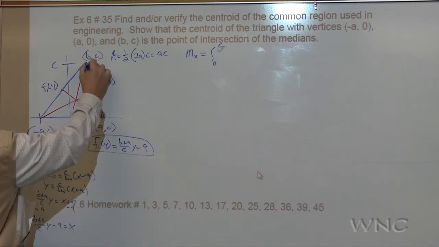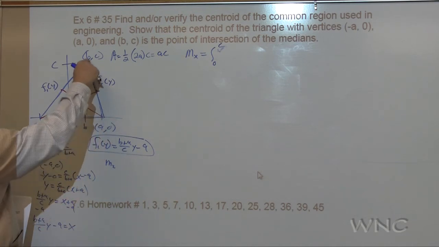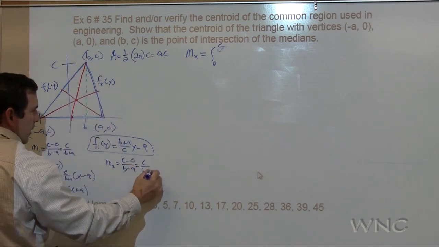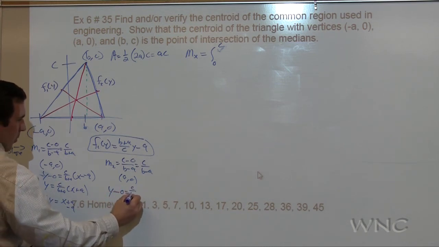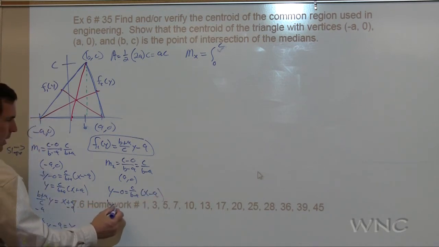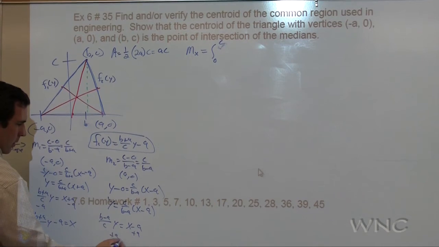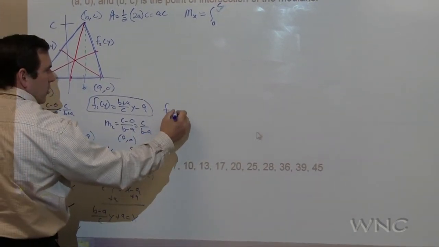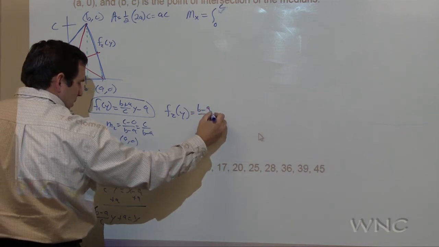Let's find it for the other side. What's the slope going to be? C minus 0 over B minus A, that's C over B minus A. And it goes through A, 0, so I'll do the same thing we did before. Y minus 0 equals C over B minus A times X minus A. So Y equals C over B minus A times X minus A. Multiply by the reciprocal. B minus A over C times Y equals X minus A, and we add A to both sides. So we have B minus A over C times Y plus A equals X. So F2 of Y, this side, will be defined by B minus A over C times Y plus A.